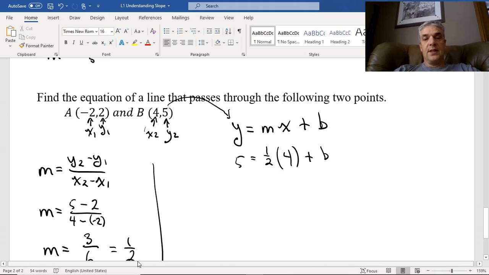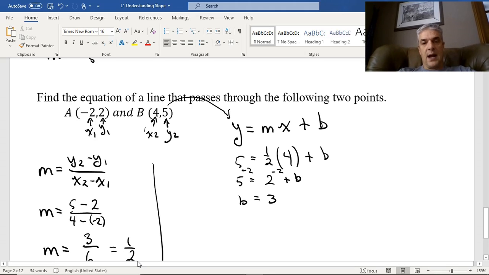And the cool thing about this is that I can now find the value of b out of this. And once I have my b and my m, I can write the equation of my line. So I multiply these two together. That equals 5 equals 1/2 times 4 is 2 plus b. And if I solve this out, I get b equals 3. In other words, subtract 2 here, subtract 2 here, b equals 3, and I just reverse the writing of it.